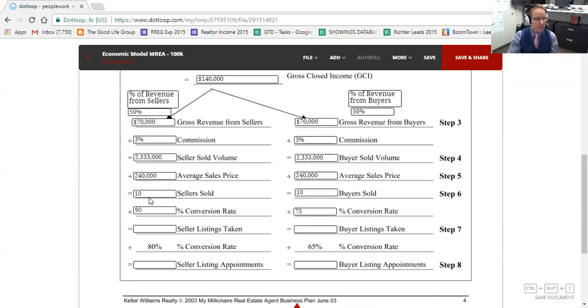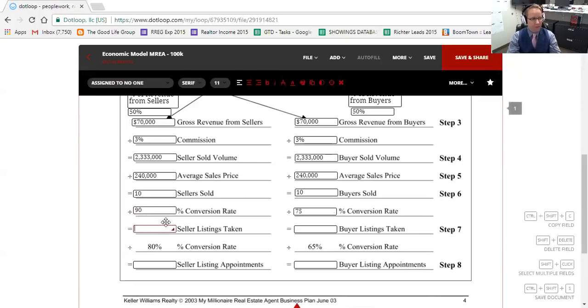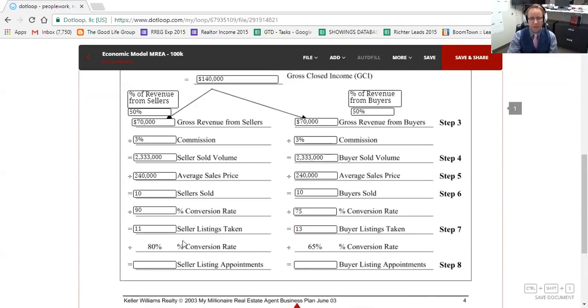Once we take the 90% conversion rate, we take the 10 sellers sold and divide by the 90. That's going to give us the total number of listings that we're going to need to take over the year. So that's going to be 11. And the buyer, if you've got a lower conversion rate here, that's going to be 13. Now again, these conversion rates are the rates for getting the listing versus getting the buyer. Again, these are straight from the book.